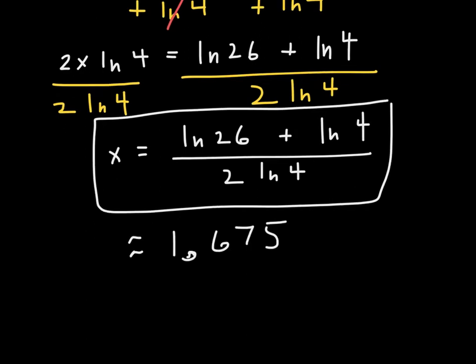Okay, in a calculator, it's 1.675 approximately. I just want to be very clear that you need to be very careful when you're punching into your calculator. Do natural log of 26, add natural log of 4. I would say press equals, and then watch this. Divided by, open up a set of parentheses, and then type in 2 times natural log of 4, close all your parentheses, and then press equals. You should get this number. All right, good luck with that.